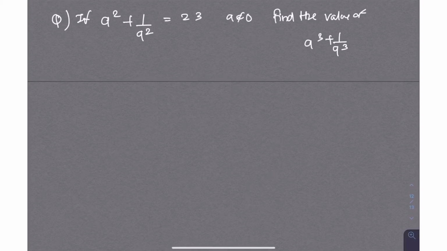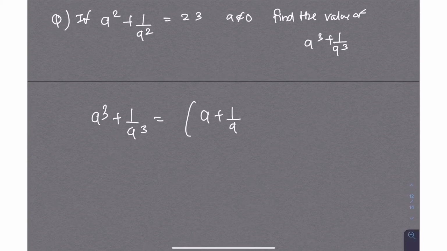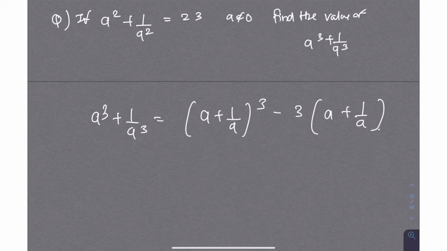we know what the formula is for a cube plus 1 upon a cube. Just now we did, right now. So we have rearranged the terms. So we can write this as a plus 1 upon a the whole cube minus 3 into a plus 1 upon a. So its meaning is that if anyhow we are able to find a plus 1 upon a, then we can easily find the value of a cube plus 1 upon a cube.